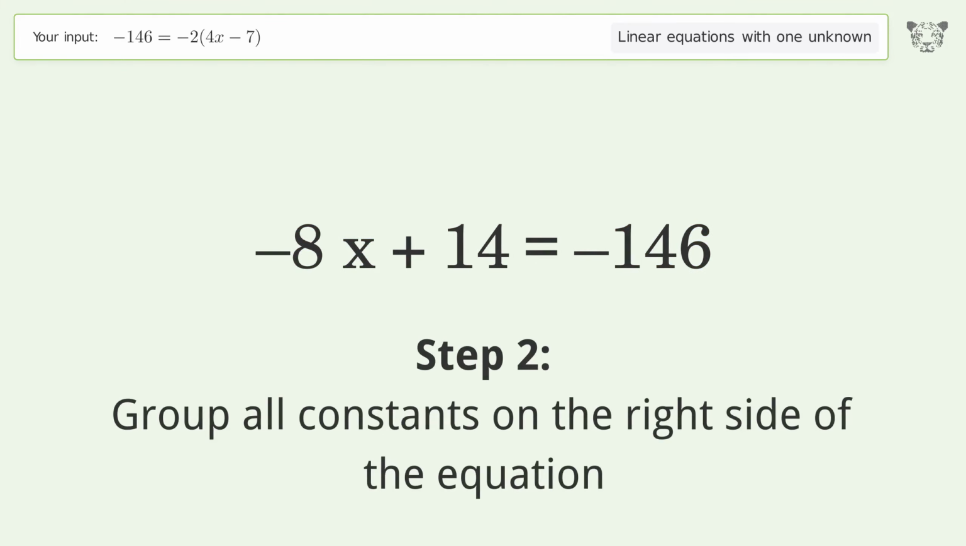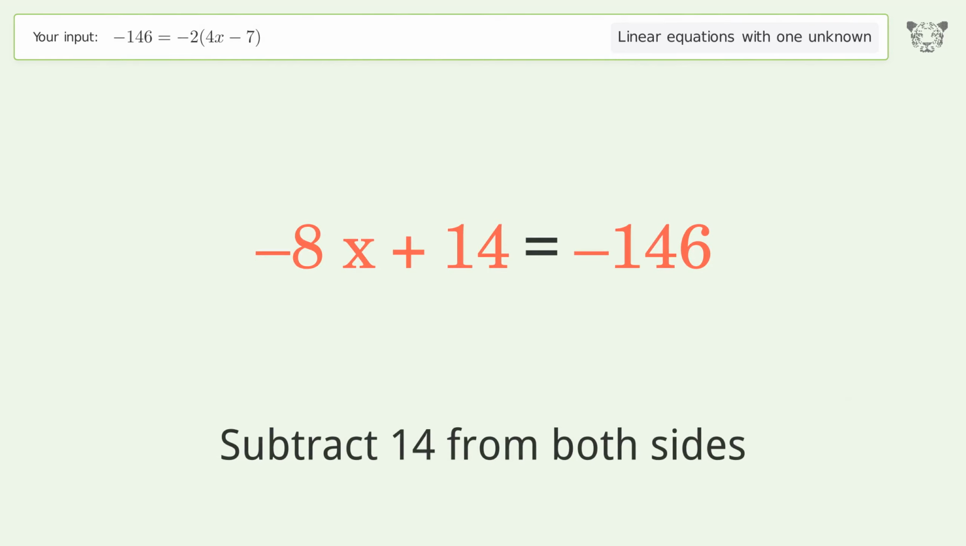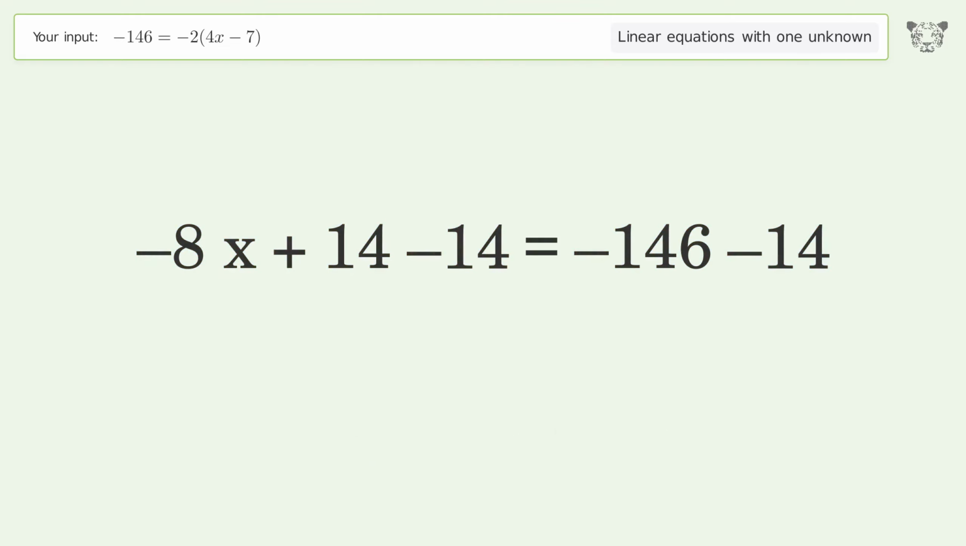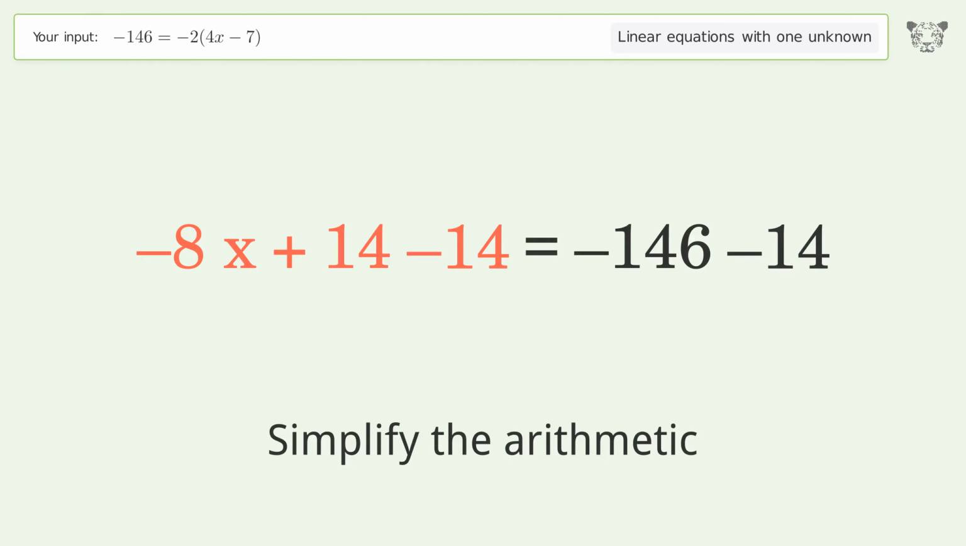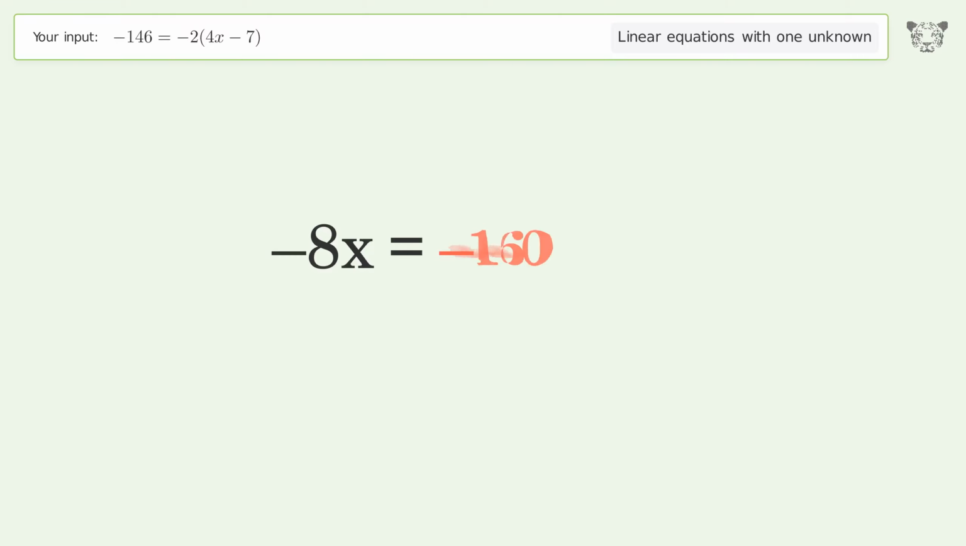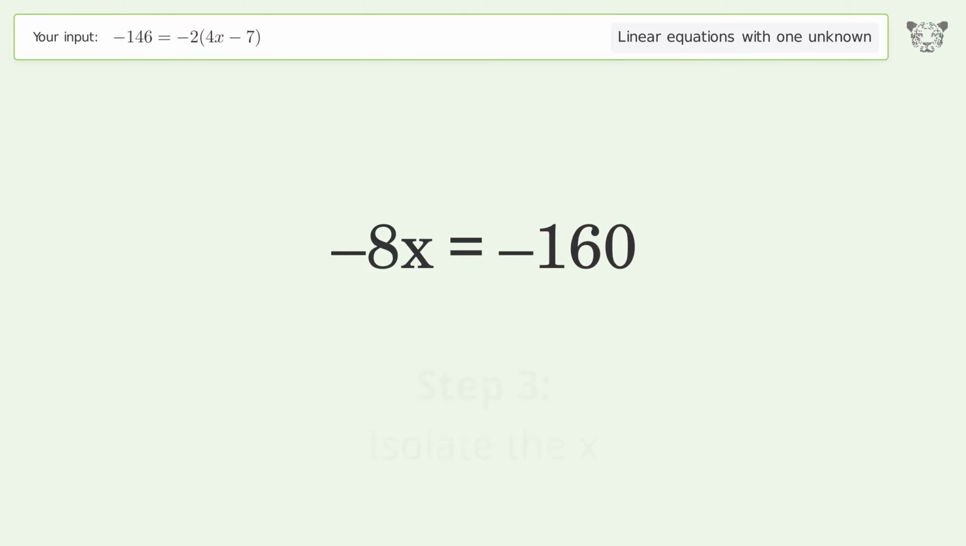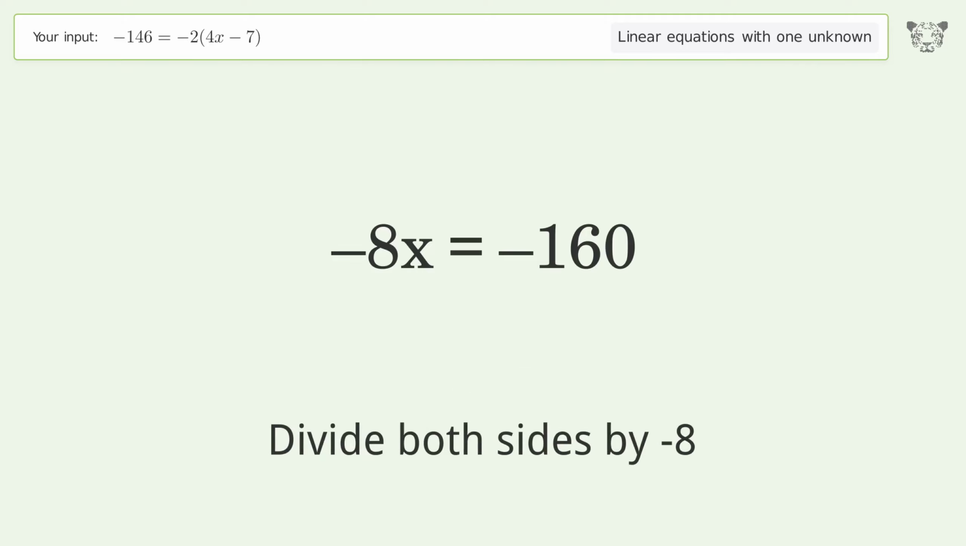Group all constants on the right side of the equation. Subtract 14 from both sides. Simplify the arithmetic. Isolate the x. Divide both sides by -8.